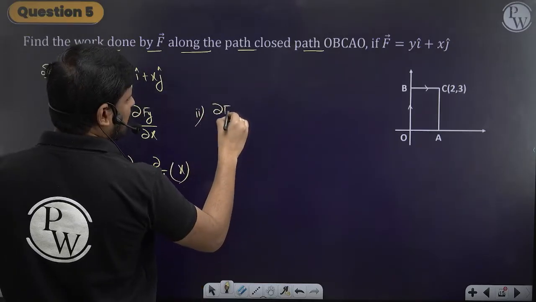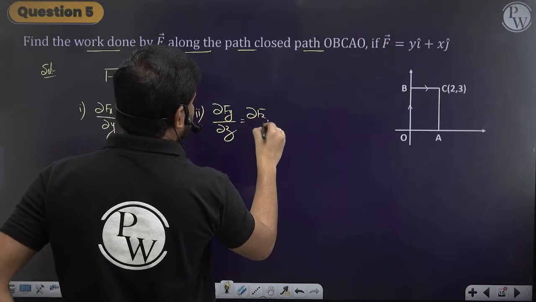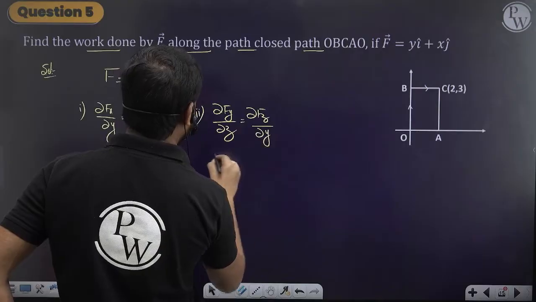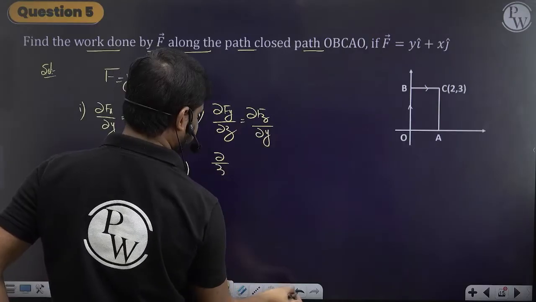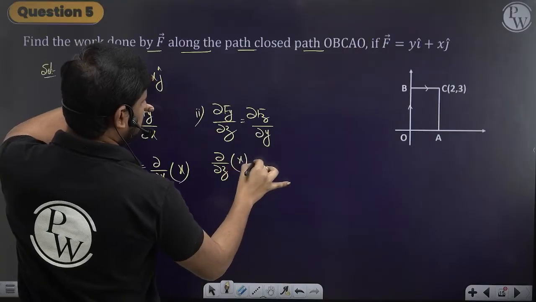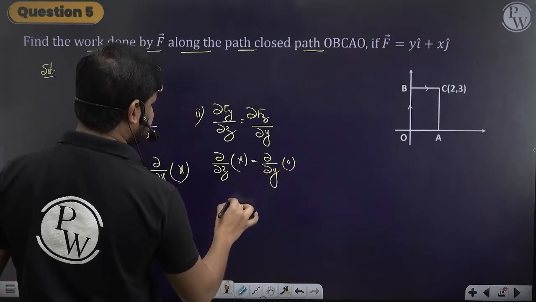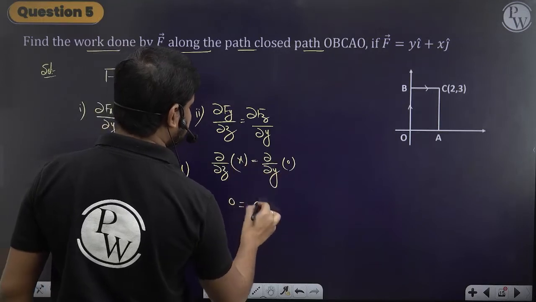∂Fy/∂z equals ∂Fz/∂y. So ∂/∂z of Fy, what is Fy? x. ∂/∂y of what is Fz? 0. So differentiation of x with respect to z is 0, differentiation of 0 is 0.